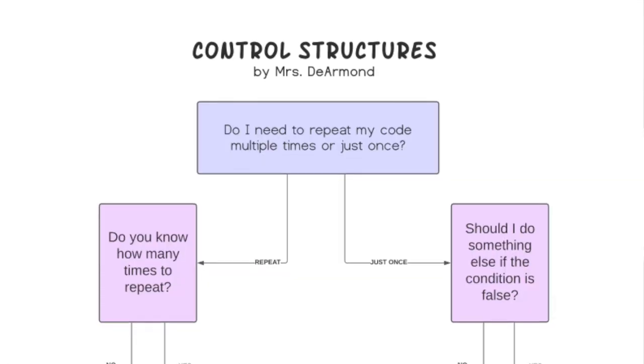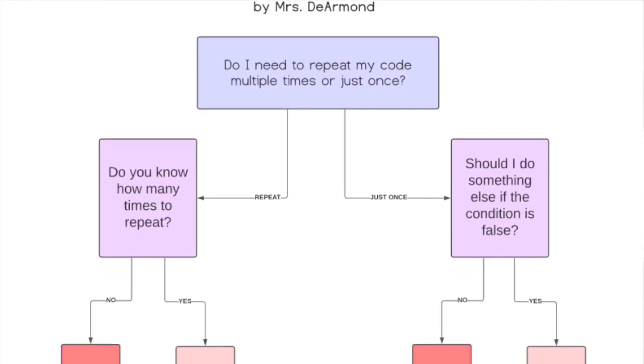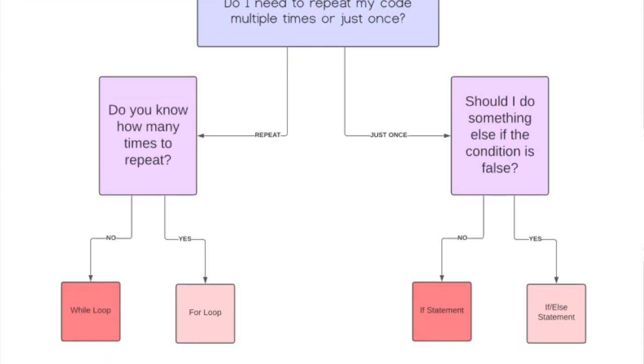And so we took some time away from programming and we made a flowchart on control structures and how they would know when to use what type of control structure. We started with just the basic question of, what does my code need to do? Does it need to repeat multiple times or does it need to repeat just once? That was the big overarching question that they asked first.